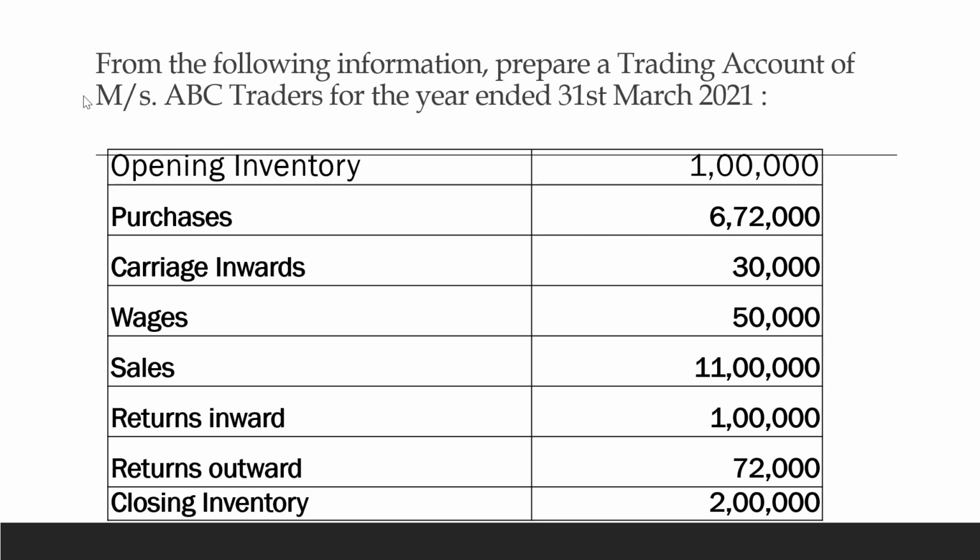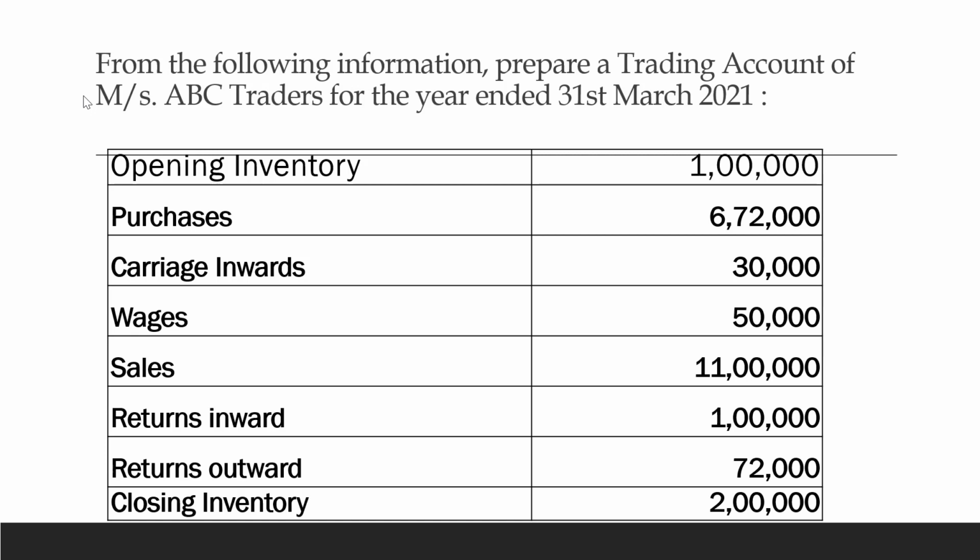So normally wages are paid to the people who are not qualified people, so they are just helping you. They're helpers, basically assistants, so you pay them wages. Then sales, so this is basically the amount of goods you have sold.